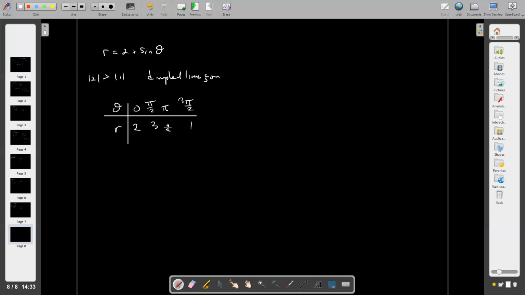Okay, so I've just filled in a table for you. Obviously when theta is 0, sine is 0, so r is 2, and so on. So this is going to open upwards and it's dimpled. It's going to look something like this. It's got the bit there and it comes in, dimples, and comes out like that. So we've got the key values: on the axis it's 2, this would be 1, this would be 3. Okay, so we've done the dimpled limacon.